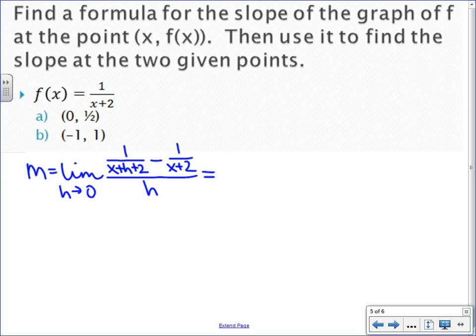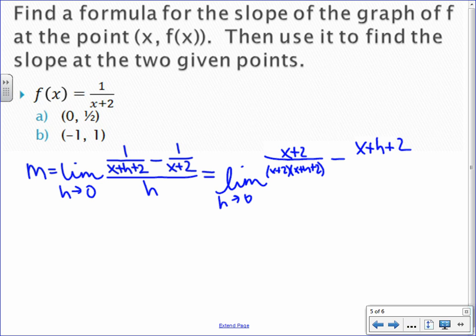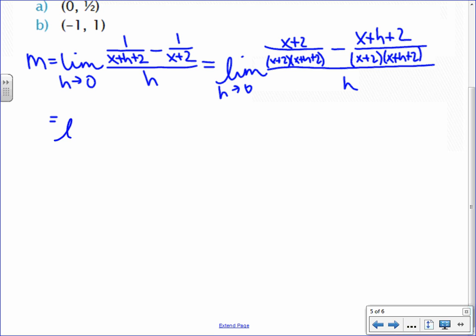Upstairs we need a common denominator. So our first fraction needs an x plus 2, minus our second fraction needs an x plus h plus 2. Remember, you have to write the limit every time until you actually plug that value in. I know it's annoying, but sorry. When we subtract these two up here, we have x plus 2 minus the quantity x plus h plus 2. So we're left with negative h.